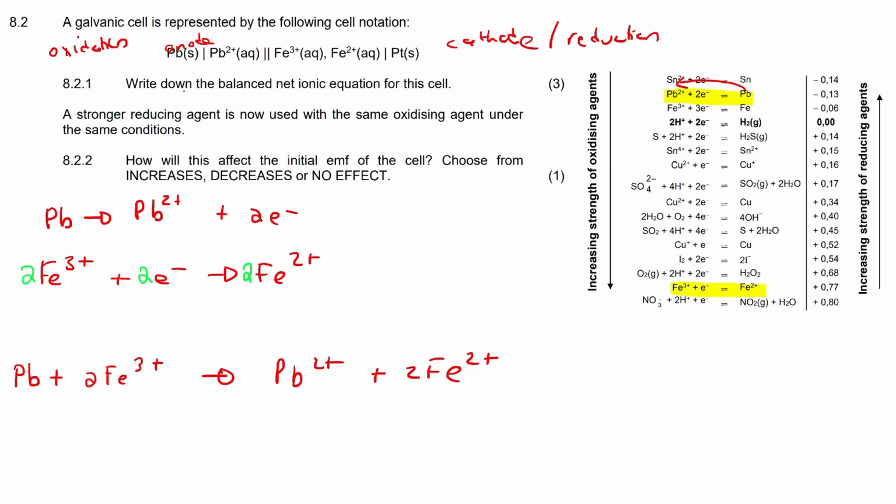Okay, and now they say a stronger reducing agent is now used with the same oxidizing agent under the same conditions. We know that this reaction went that way, and this reaction went that way. So we started with this one up here, so that is a reducing agent, as we can see. And then this one down here is your oxidizing agent. So that is your oxidizing agent.